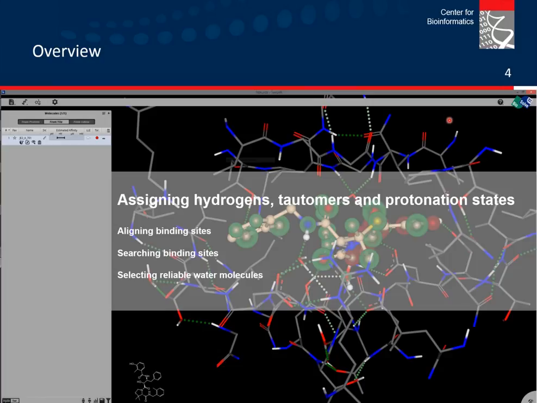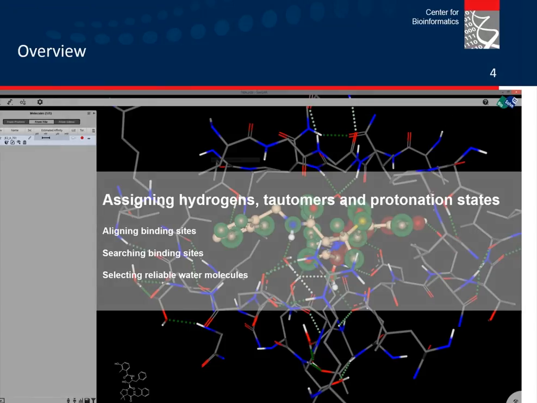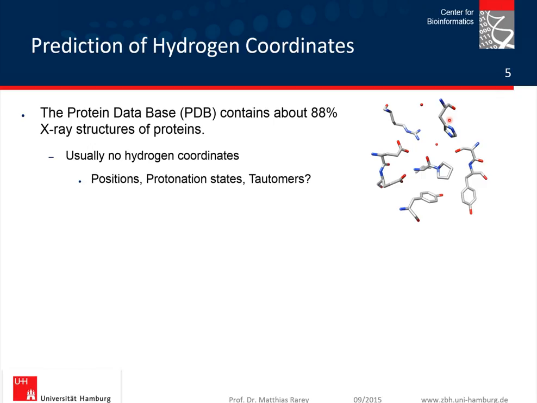So we will start with the first topic: hydrogens, tautomers, and protonation states. What's the problem actually? About 88% of the PDB comes from X-ray crystallography, and this means that in nearly all of these cases you have no hydrogen coordinates, and this has several consequences.